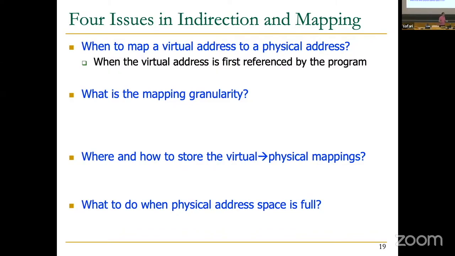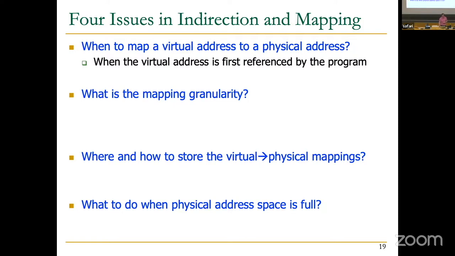So basically, whenever you touch a virtual address the first time, that virtual address gets mapped to a physical address through the page table. Of course, you can do prefetching on this as well, right? So you can actually pre-populate this page table, both from the operating system perspective and hardware perspective.